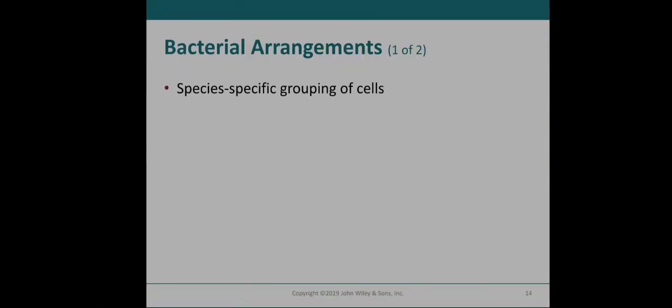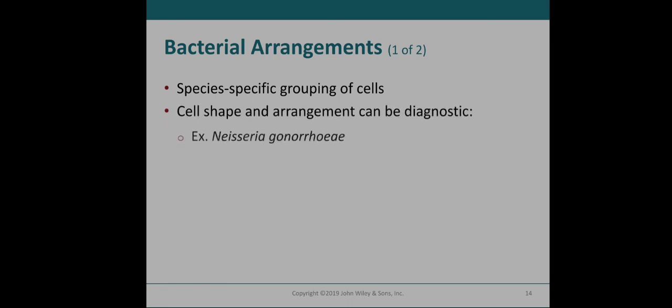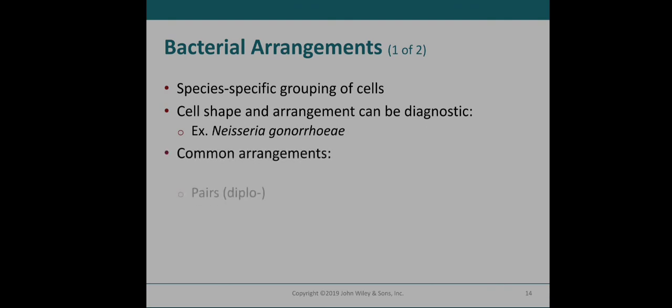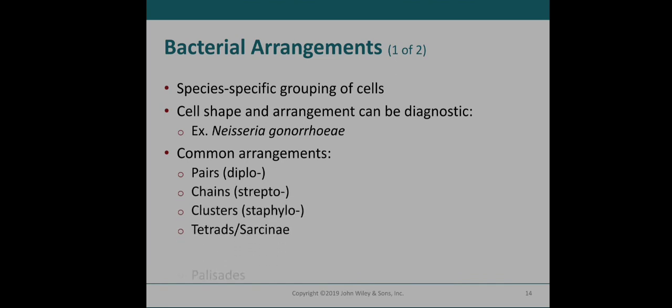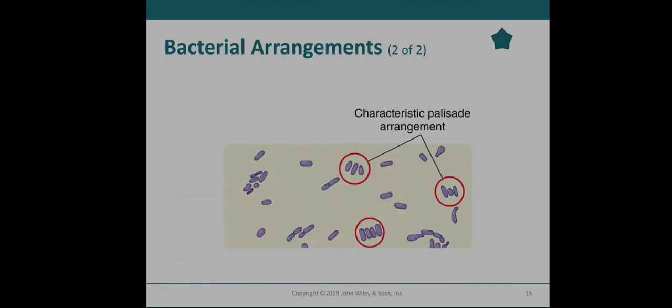In terms of bacterial arrangement, we have species-specific groupings of the cells. The cell shape and arrangement can be used to diagnose them, for example, Neisseria gonorrhoeae. Some common arrangements that we have are pairs, chains, clusters, tetrads, and palisades. This is an example of a palisade arrangement.